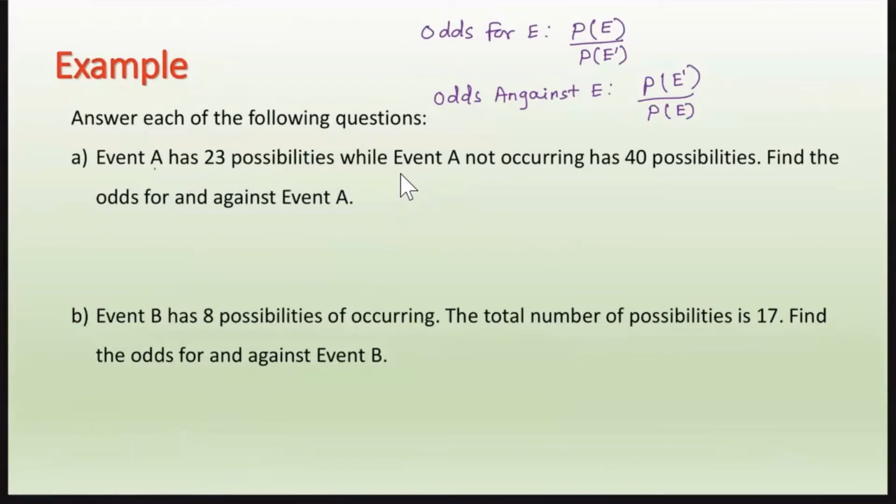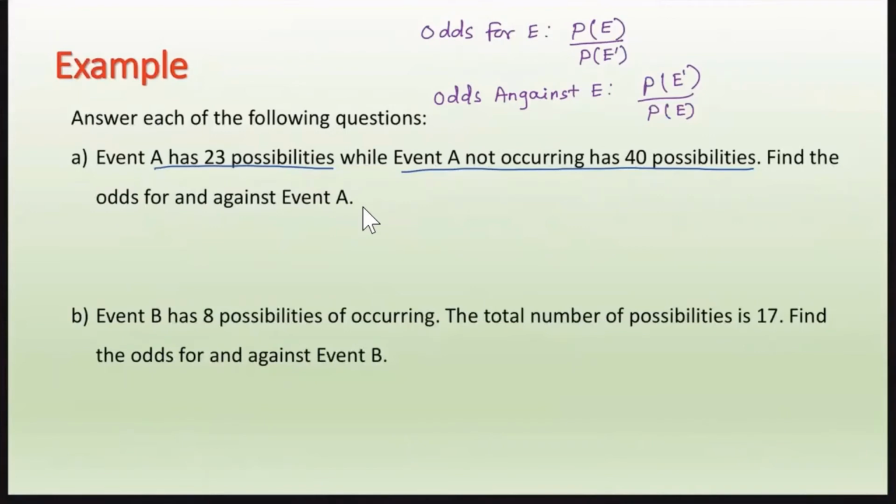So event A has 23 possibilities of occurring, and the possibilities of event A not occurring is 40. That means if you want to know the total possibilities, 40 possibilities of not occurring plus 23 possibilities of occurring. If you add those two, the total outcome will be 63. What we are asked to find is the odds for and against event A.